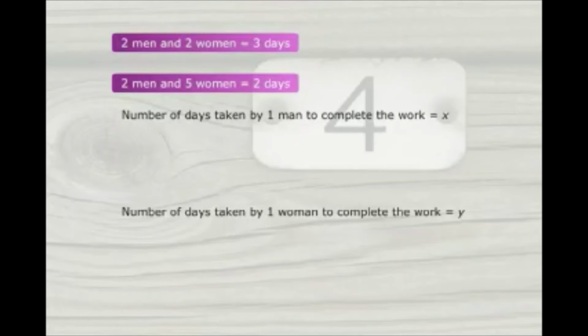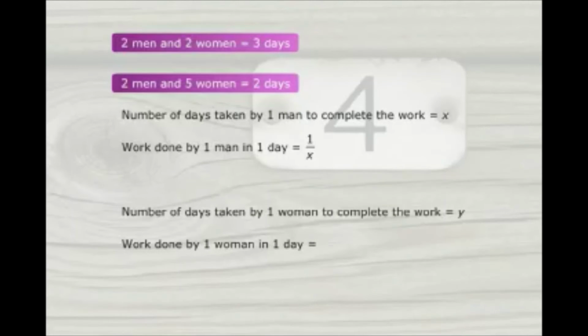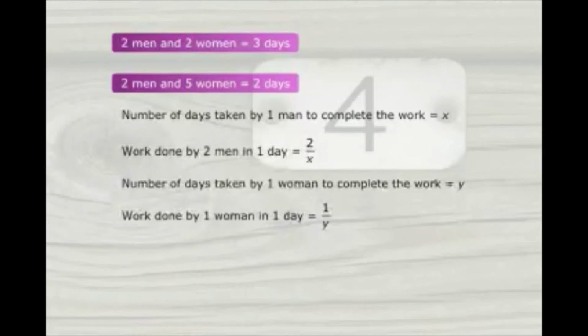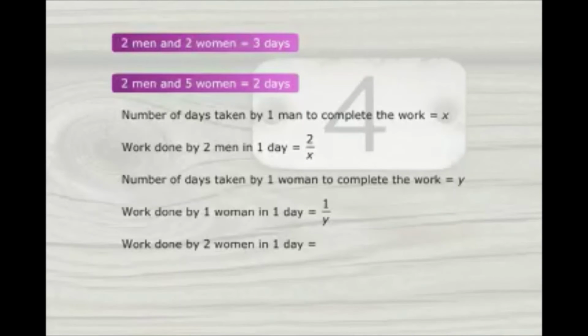So what does this tell us? This means that 1 man can complete 1 by x work in 1 day, right? Similarly, 1 woman can complete 1 by y work in 1 day. So how much work can 2 men complete in 1 day? That's right, 1 by x plus 1 by x, or 2 by x. Similarly, in 1 day, 2 women can complete 2 by y of the work.